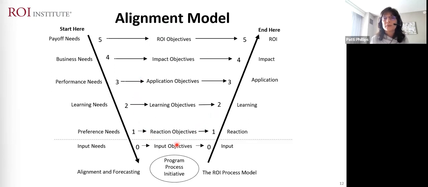Your objectives need to be SMART. They need to be measurable. They need to be achievable. They need to be relevant to the needs of the organization and time bound. So our objectives have those specific measures that reflect the outcomes we're trying to achieve. We have measures and we have targets.